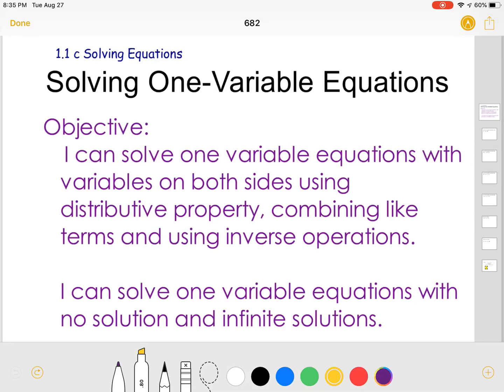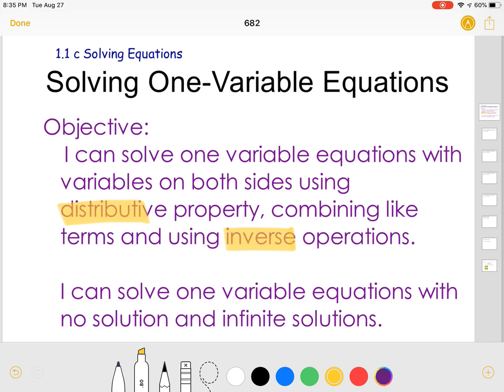1.1c is continuing with our solving equations. We're just taking it one step farther. So we are still using our distributive property. We are still using our inverse operations. However, we are going to be adding two types of solutions.